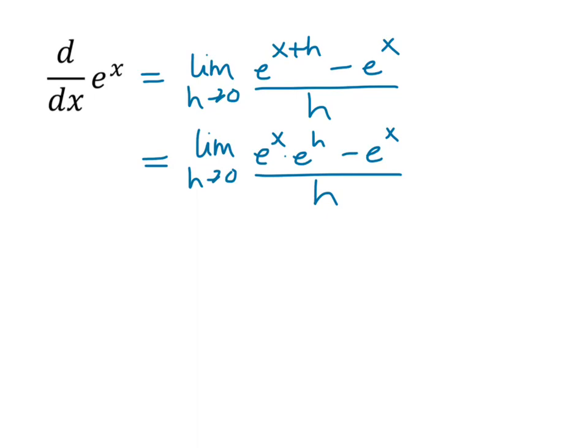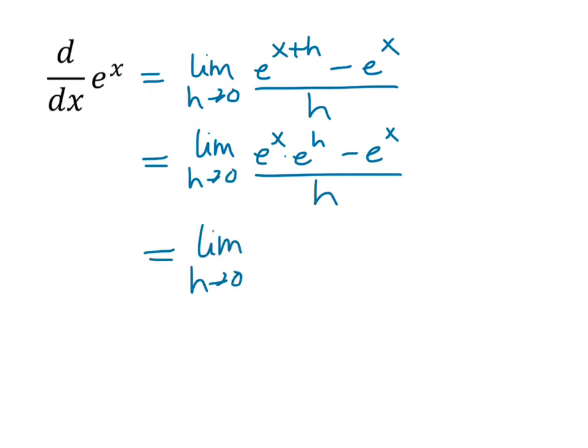When we have like bases, such as base e, and they're multiplied together, we could think of e to the x times e to the h as the property where we add our exponents. E to the x times e to the h is equal to e to the x plus h. We are using that exponent property in reverse.